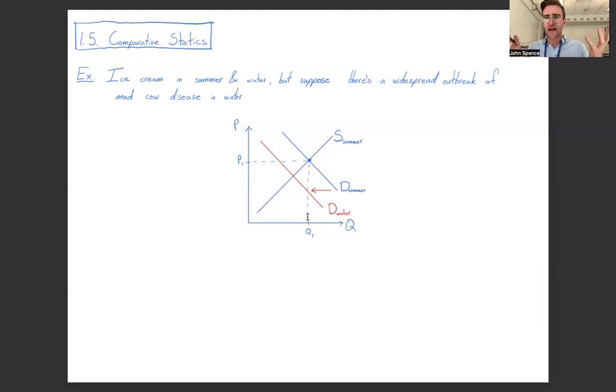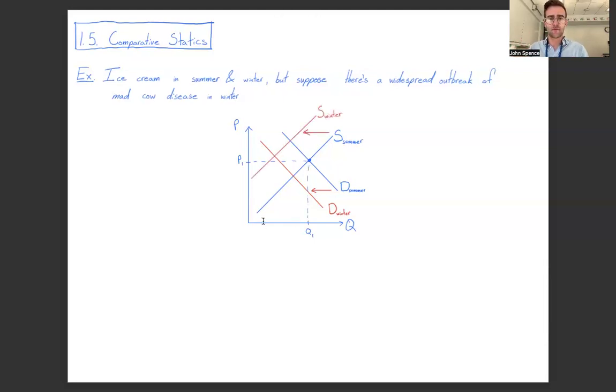If all those cows have died, that's basically a shock to the production technology of ice cream, right? Dairy is a key input in ice cream, and a ton of dairy producing cows will have died. As a result, the price of dairy is going to increase, the price of a key input in ice cream. And so the supply of ice cream is going to shift to the left, just like that.